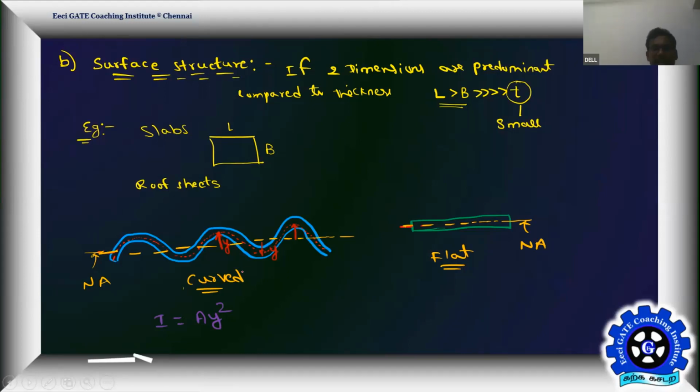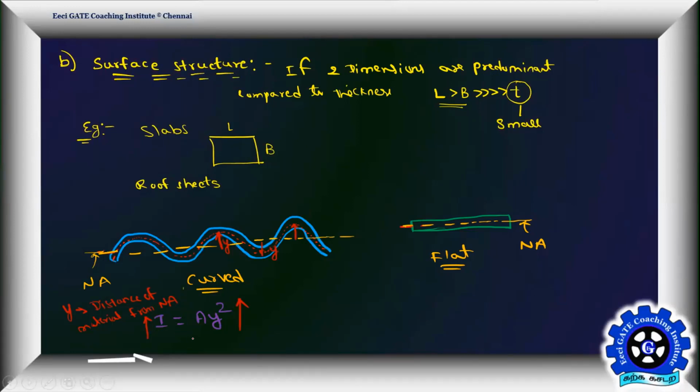So y is about the distribution of material from the axis. What is the y over here? When I say y, it means the distance of material from a reference axis, from the neutral axis, let's say, I am taking here. So the more the distance y you have, what happens to the moment of inertia? If y is more, what would happen? It also increases. Exactly, very good.